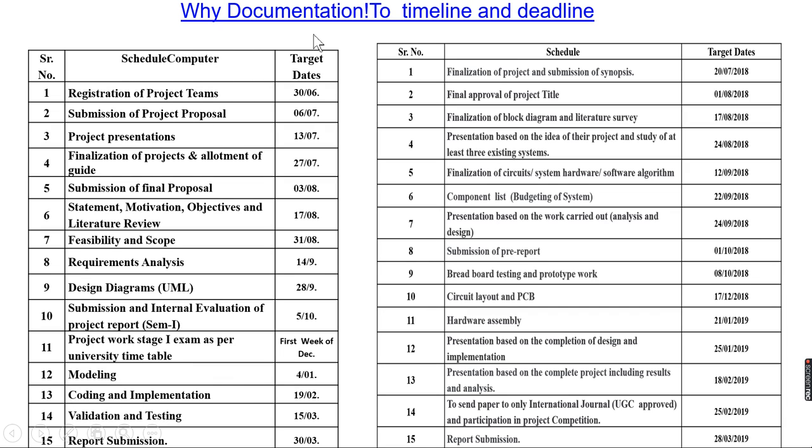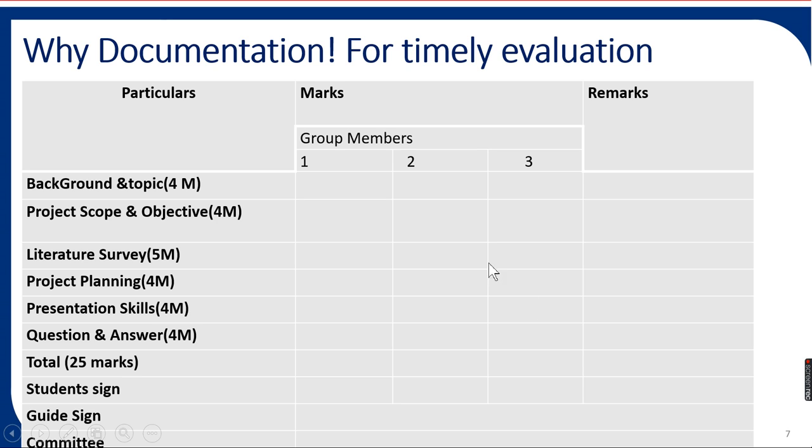And again the question, why documentation? Because they have to do these particular activities related to the project in a timeline and deadline. For computer they can have these 15 activities, and in case of other circuit branches they can have these 50 activities. So they are required to publish a paper, purchase the components, submit the reports, draw the circuit diagram, and implement it on the PCB. So all these things are required.